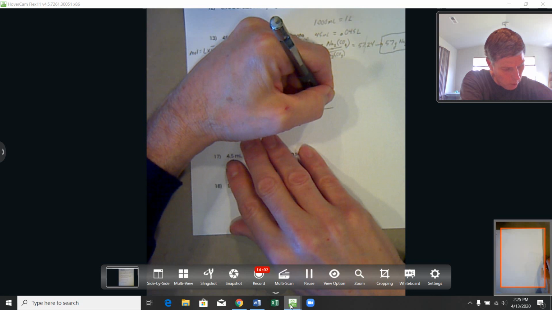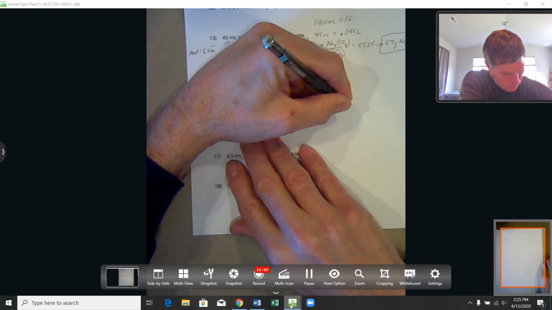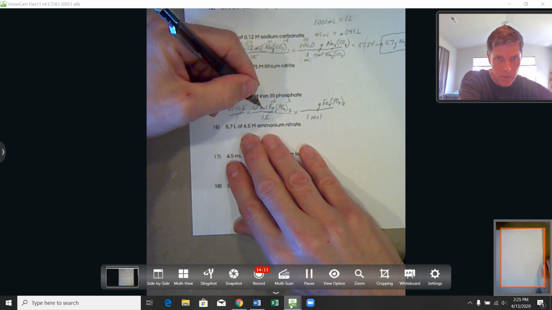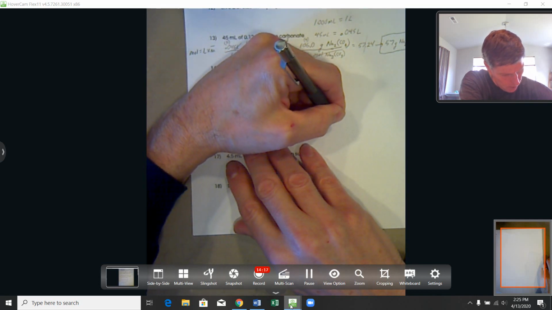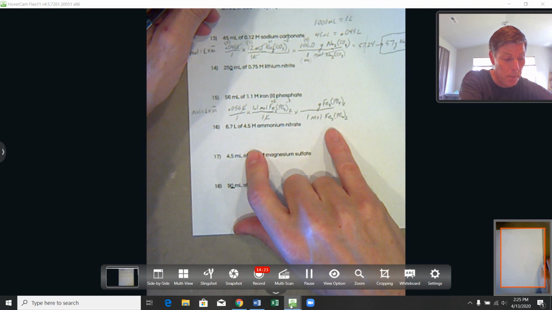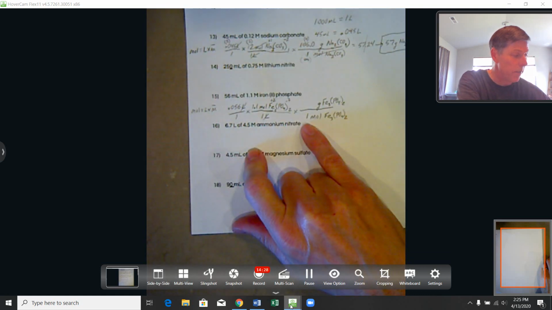What you're looking for always goes up top. And I've got, get rid of moles. Moles go on the bottom. Have to cross cancel. So some of you, if you're not including units, you're going to end up putting your numbers in the wrong spots. Remember, right now, we're putting 1 next to the mole value.